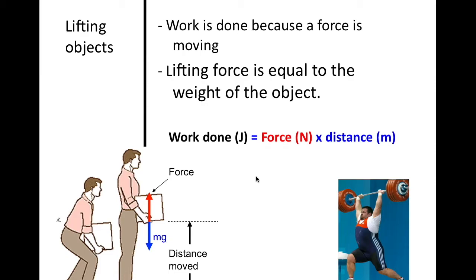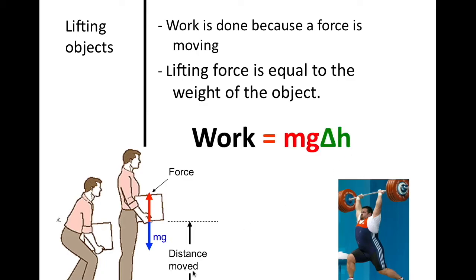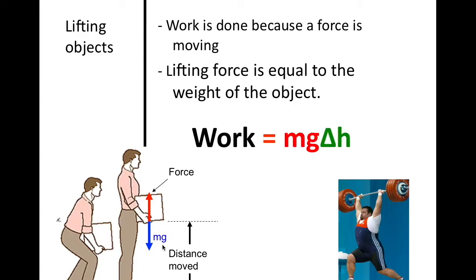Lifting objects is also an example of where work is being done, and that is because there is a force that is moving the object. The lifting force is equal to the weight of the object. We know that work equals force times distance. However, to show the distance as it's moving up, we are going to show this as work equals mg, which is the weight, times the change in height, which is the distance moved. So it is the same thing as this. It's just showing that you're taking into account vertical movement and not horizontal movement.